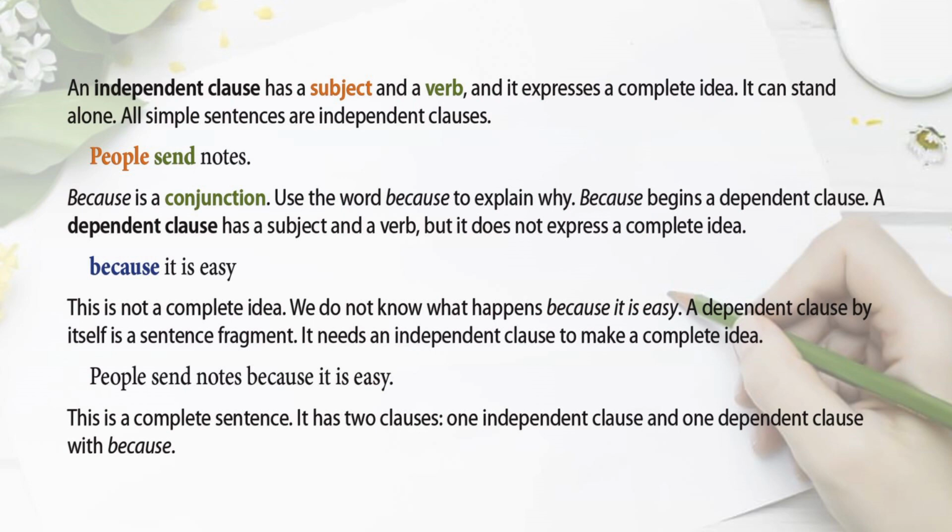A dependent clause by itself is a sentence fragment. It needs an independent clause to make a complete idea. People send notes because it is easy. This is a complete sentence. It has two clauses, one independent clause and one dependent clause with because.